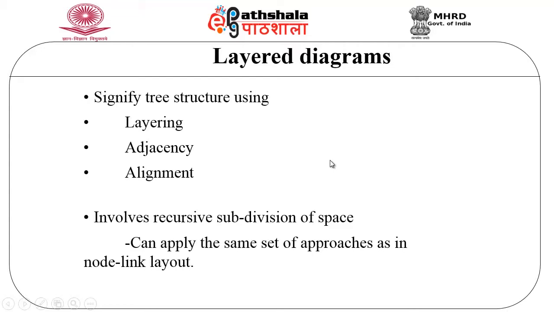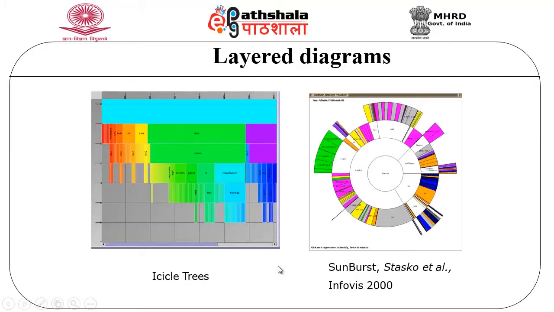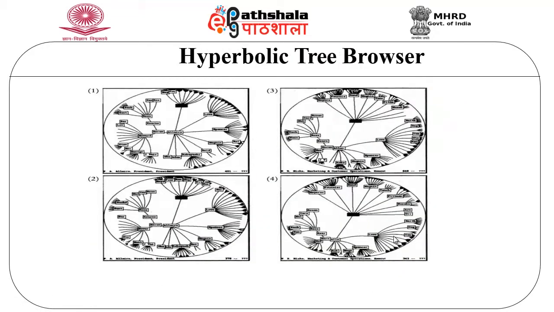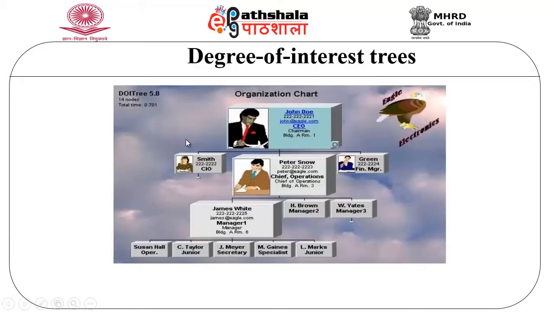There are various layered diagrams which try to signify the tree structure using layering, adjacency and alignment. These all involve the use of recursive subdivision of a space, which can apply the same set of approaches as in node link diagrams. So these are layered diagrams which try to use a recursive approach. This is an example of an icicle tree and this is a sunburst example, which is shown in the form of a radial view. You have the hyperbolic tree browser, wherein you have the view in the form of hyperbolic trees. This is another interesting example of a tree structure, which is called degree of interest trees.